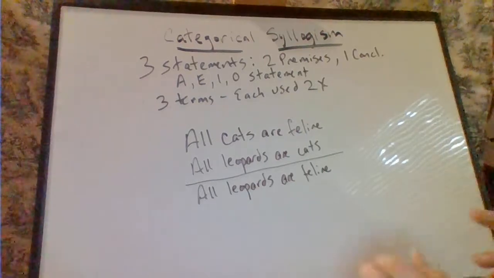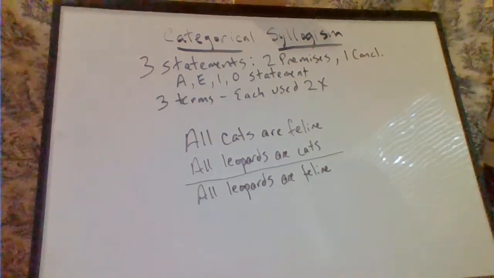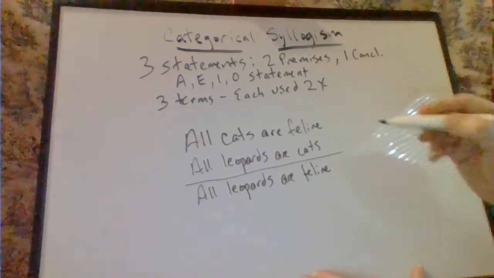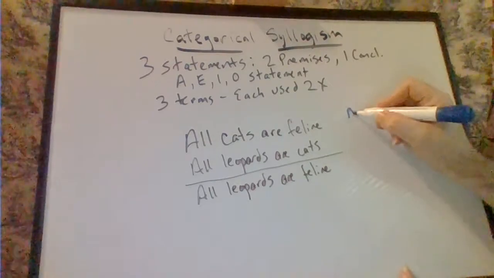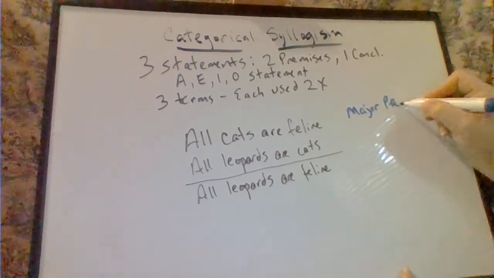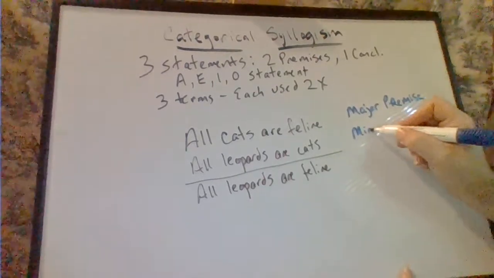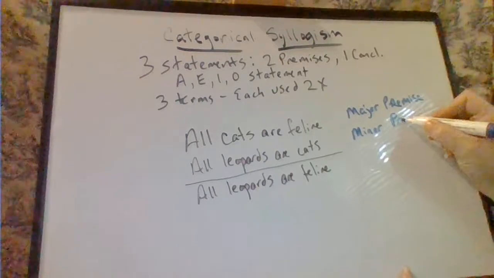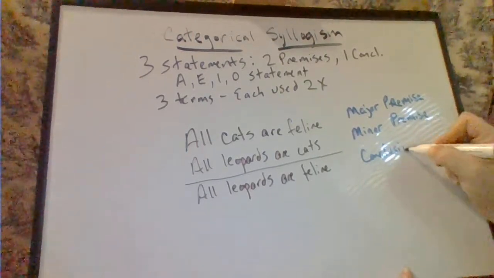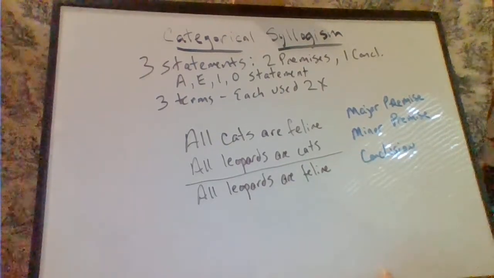When we look at these statements, we should note that the first premise of a syllogism is called the major premise. The second is called the minor premise. And then, of course, the conclusion, which you're familiar with. So the first is the major premise, the second is the minor premise.